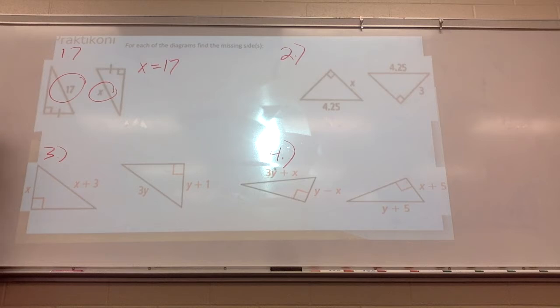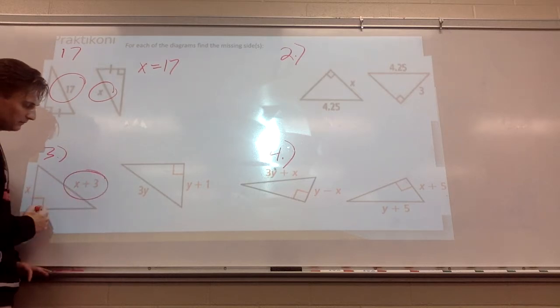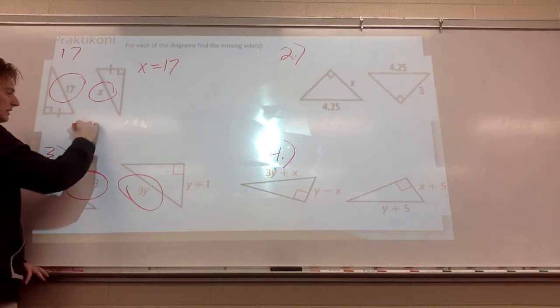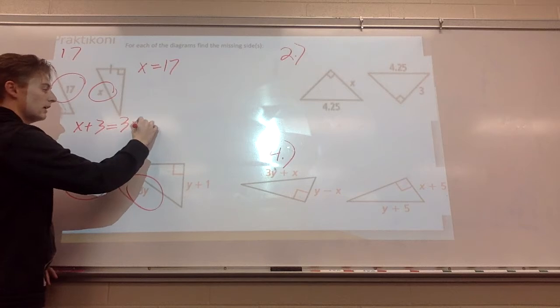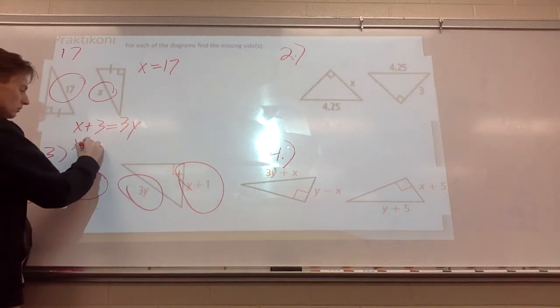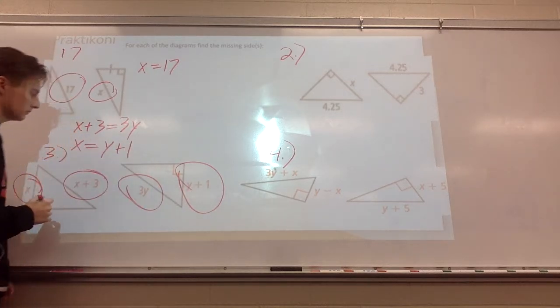Next, number 3 here. Well, we're not really given any numbers. But I do know that this x plus 3 and this 3y need to be congruent to each other. So I'm going to set them equal to each other. Why am I doing that? I know they have to be exactly the same, so let's go ahead and set them equal to each other first. Next, I have my 2 legs here. These legs also need to be congruent. So I'm going to set x equal to y plus 1.